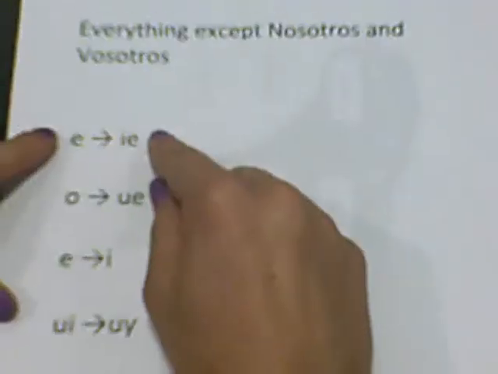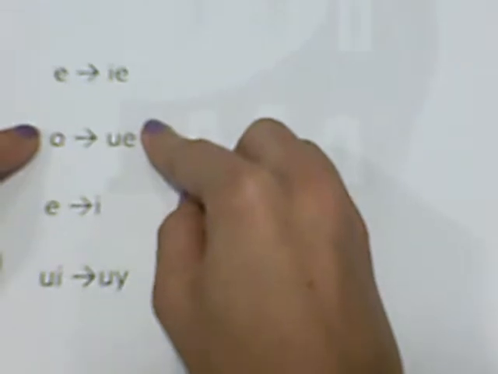There are E to IE, O to UE, E to I, and U to Y. Let's take a look at each of these, but first is a trick to remember. In the present tense of stem changing verbs, the stems do not change for nosotros and vosotros.